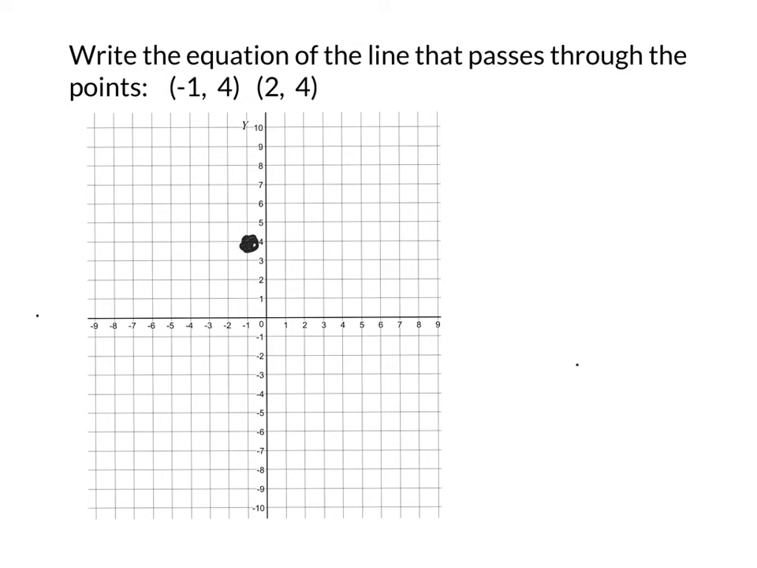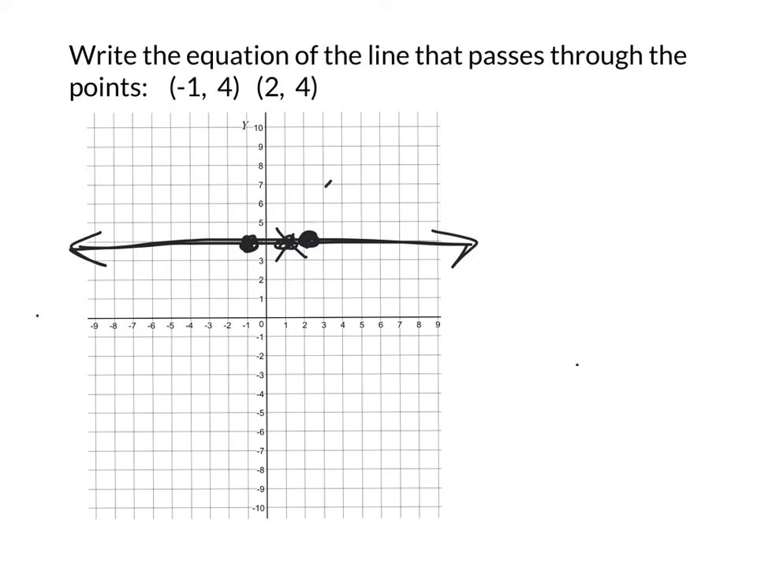And then we also have a point at 2, 4. So from the origin, we'll go to the right 2 and up 4. And you'll notice that these 2 points, oops, I put it in the wrong spot. It should go right here, sorry. You'll notice that these 2 points line up horizontally. So this is a horizontal line. It's a line where the y values are always the same.